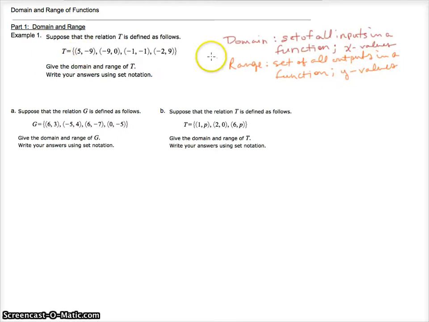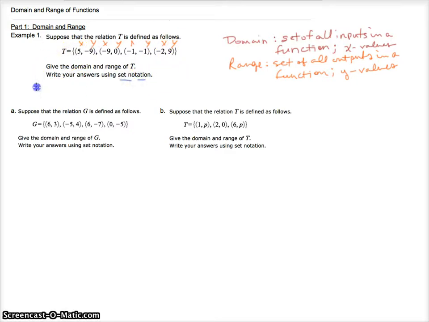So if I recall, my ordered pairs are always x comma y, so I have x, y, x, y, x, y, x, y. So what this problem wants me to do is write all of my x's in one set and all of my y's in one set. And set notation is actually what we have right here.